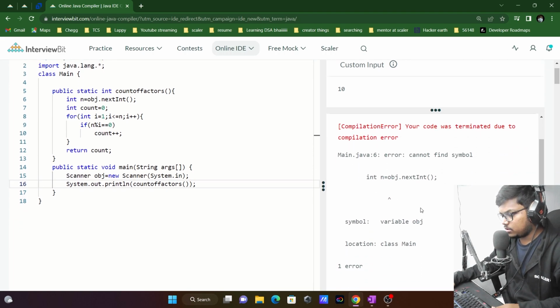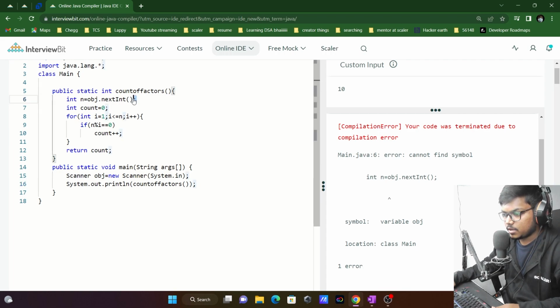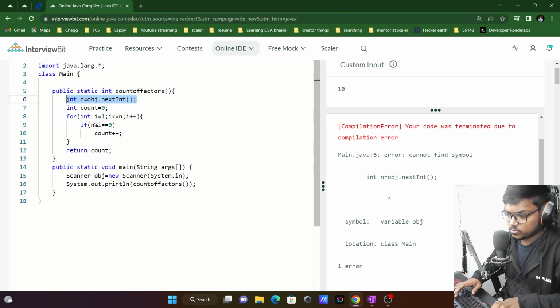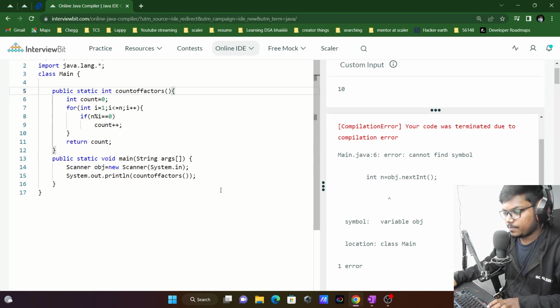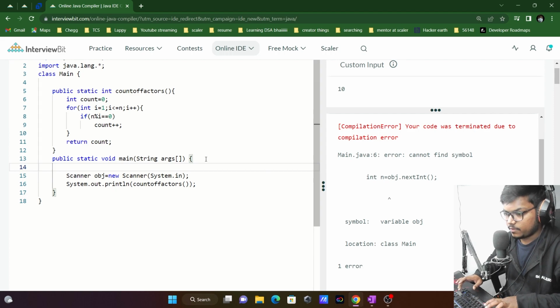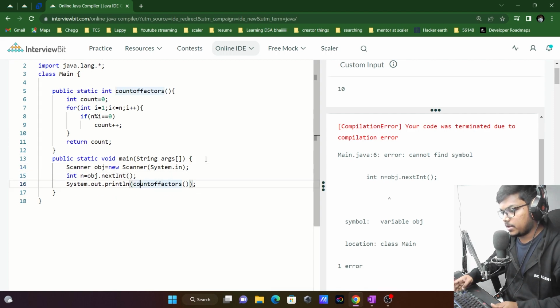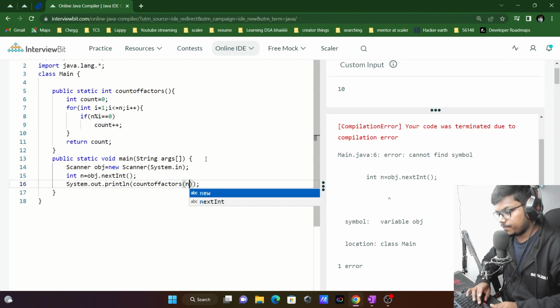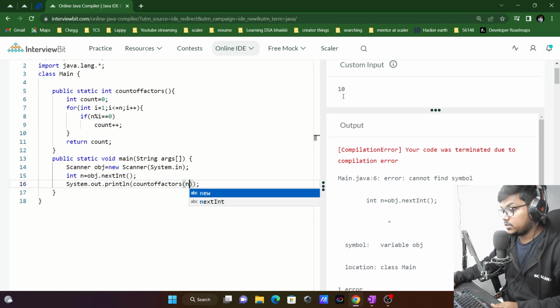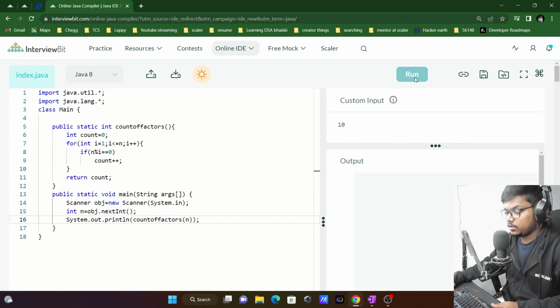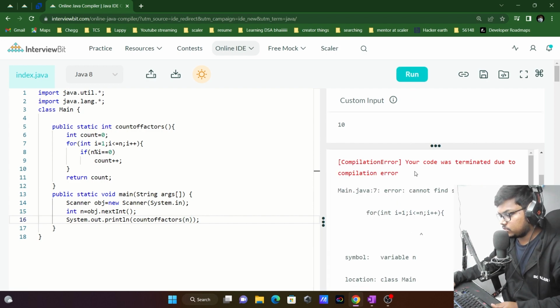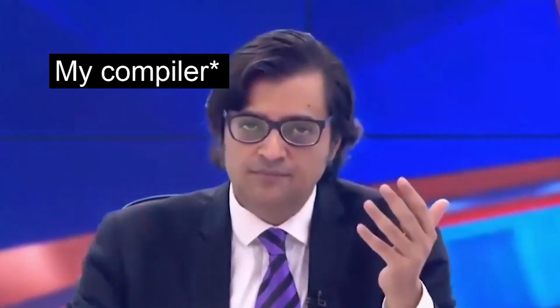Oh my god, cannot find symbol obj. Sorry, then I have to replace this. Actually it's out of scope. Now I have to pass the variable n here. So these are the silly mistakes which you should not make in an interview. I am sorry.